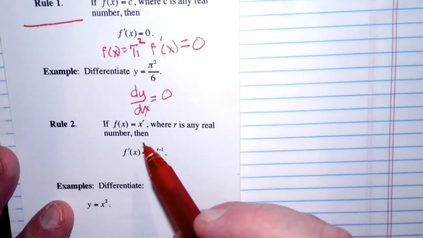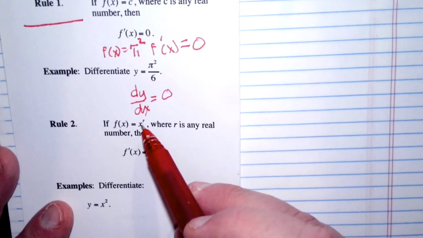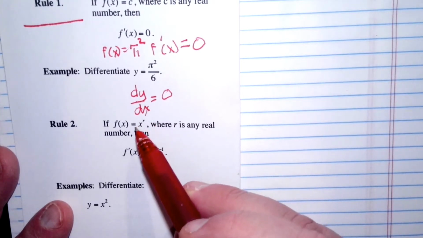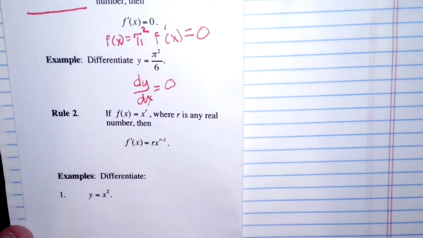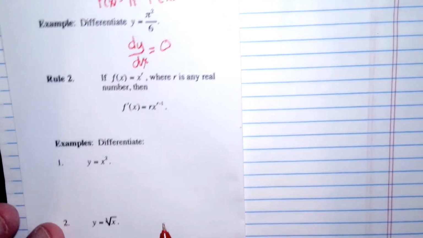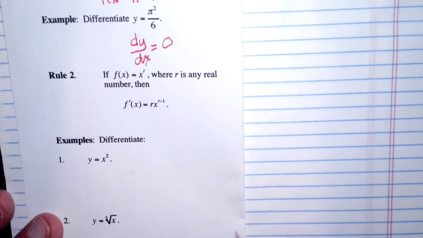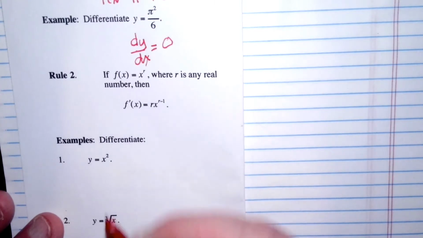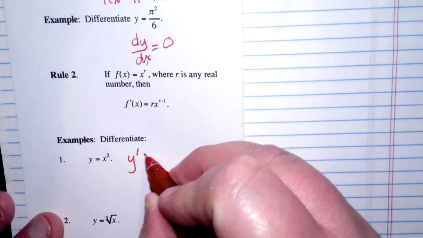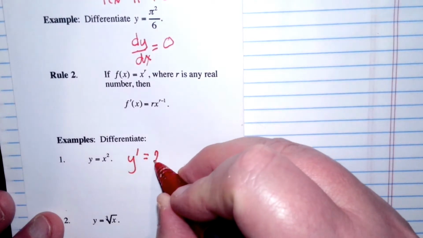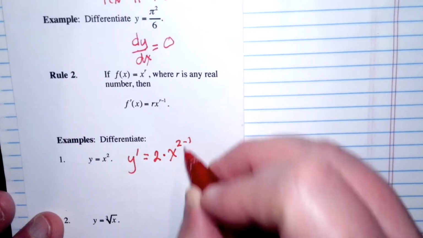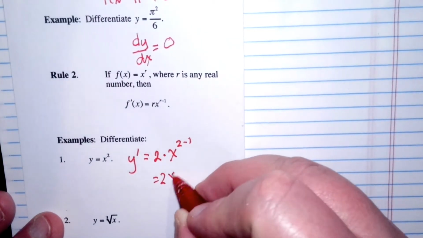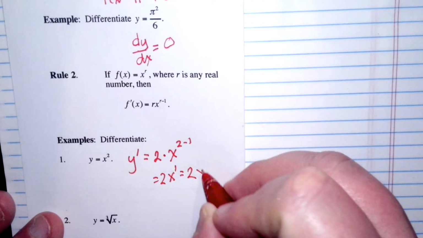And this rule also applies only when the function looks like this. It has to be x to a power. Nothing else in there, or there will be other rules that have to be used as well. All right, so here's an example. y equals x squared. y prime, remember, you bring the power down, and then you subtract 1 from the power, and so we've got 2 times x to the first, which I'm going to write as 2x.